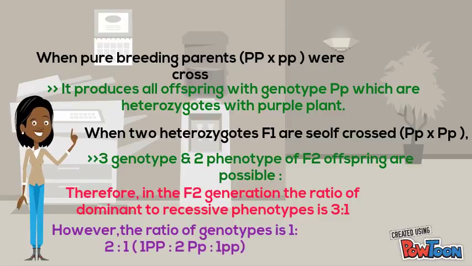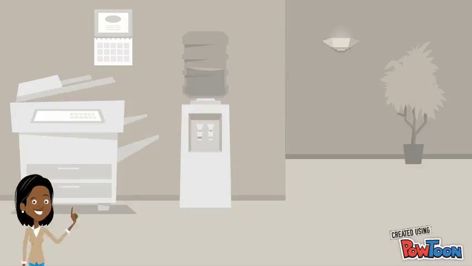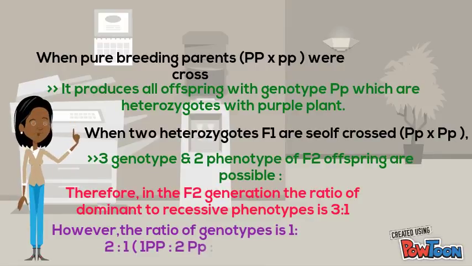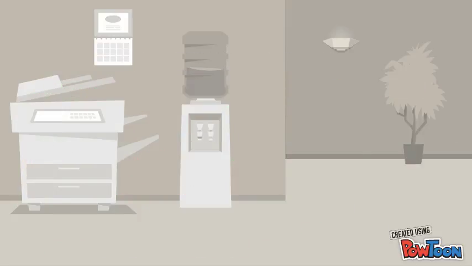When two heterozygotes, the F1, are self-crossed, big P small p crossed with big P small p, three genotypes and two phenotypes of F2 offspring are possible. Therefore, in the F2 generation, the ratio of dominant to recessive phenotypes is 3:1. However, the ratio of genotypes is 1:2:1.